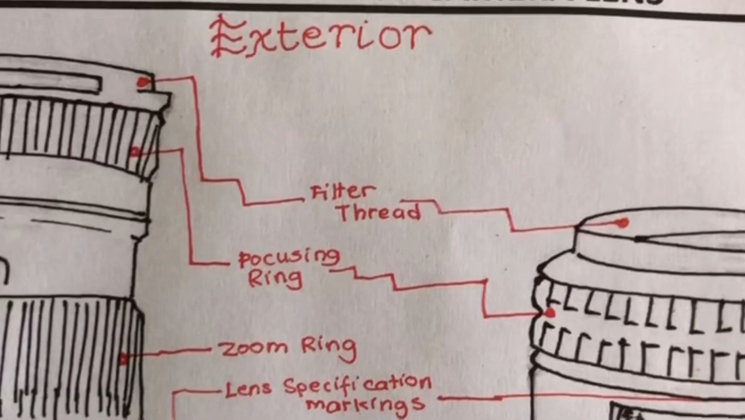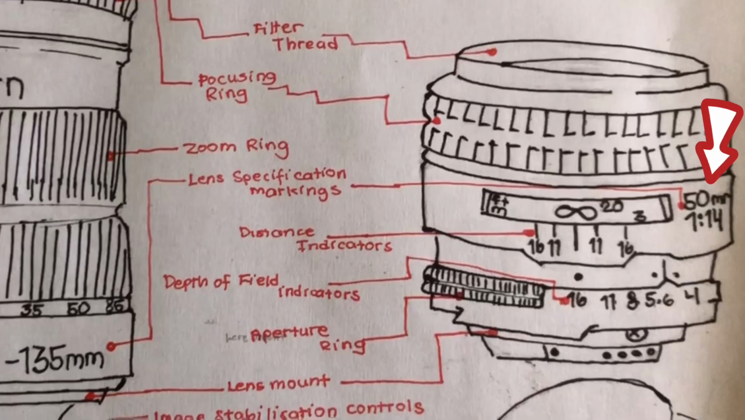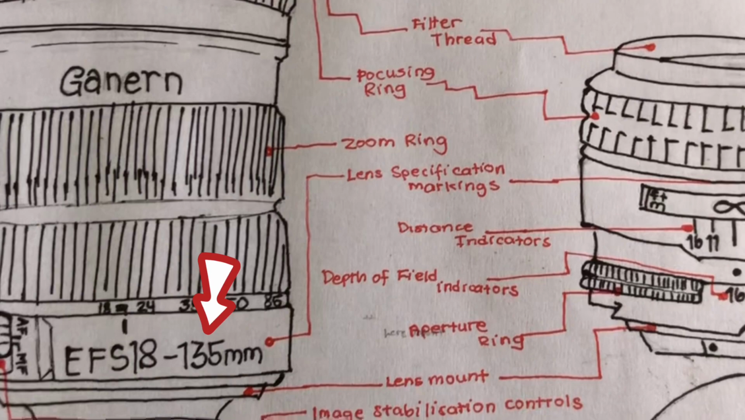Go! The filter thread allows you to screw on filters to achieve certain effects. The focusing ring is a section of the lens that rotates to allow the photographer to focus the image. The zooming ring enables motorized zooming that allows you to change the focal length in real time as you shoot rather than fixed prime lens. The lens specification markings indicate the length of the focal length in use.